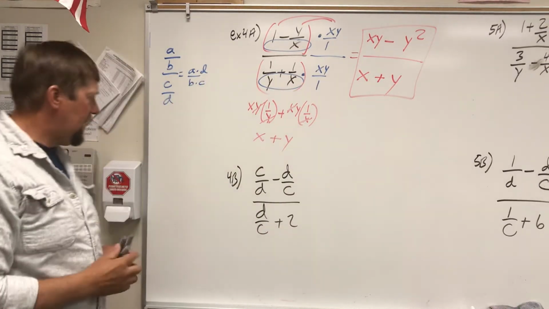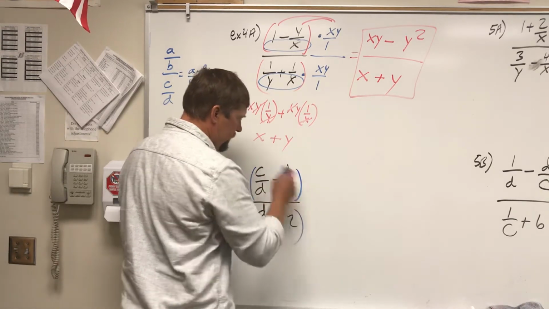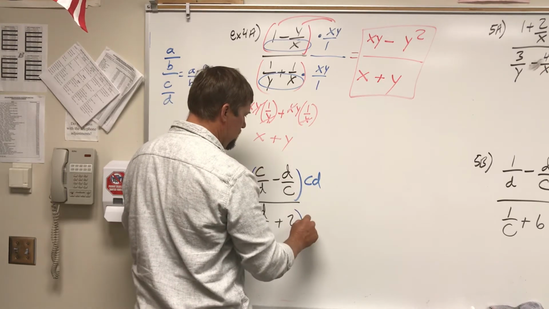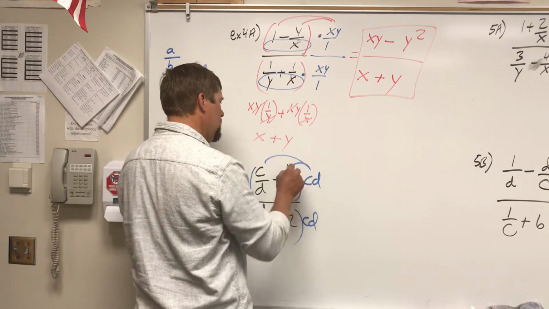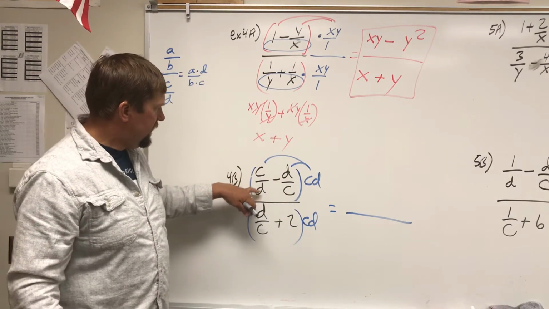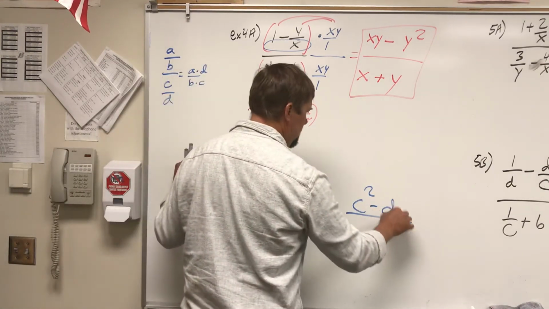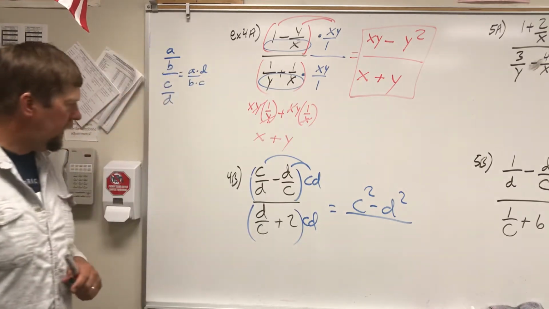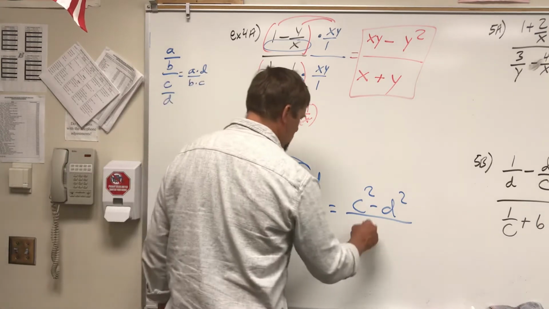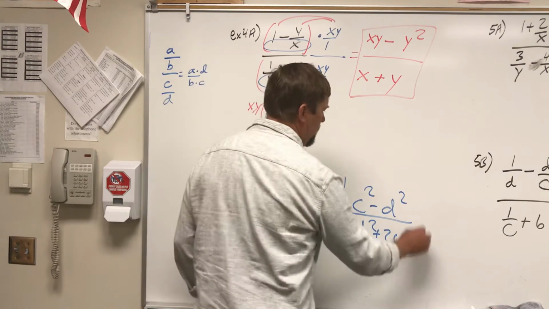All right, let's do the same concept here. If I multiply both sets of numerators by CD and denominators by CD, and when I distribute, I end up with the d's cancel, so it gives me c squared. The c's canceled, gives me d squared. Okay, when I multiply the denominator, I get d squared plus 2cd. And that is as simple as it gets.